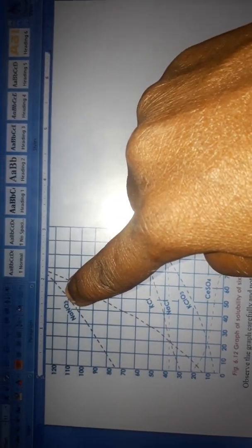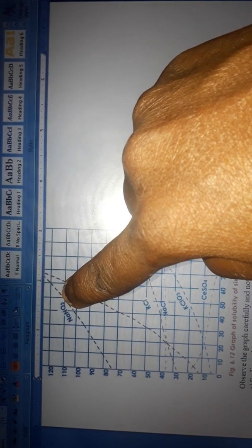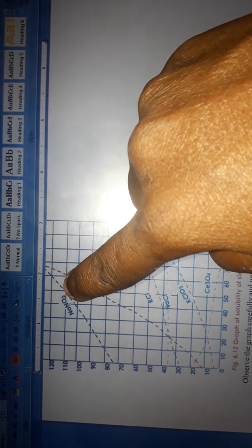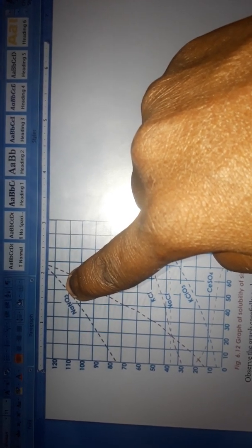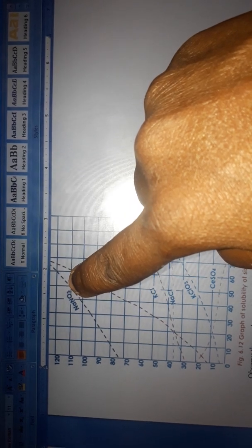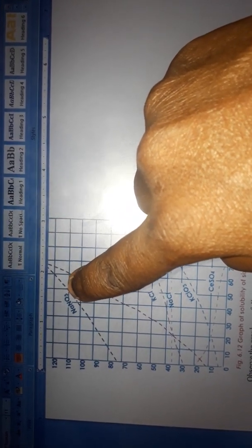Unlike gases, the solubility of gases decreases when you increase the temperature, because as you increase the temperature of gases, the particles will be free and will not be settled. So their solubility will decrease when you increase their temperature. Although hydrogen chloride gas is an exception. Now look at this. I just said that an increase in temperature gives an increase in solubility.